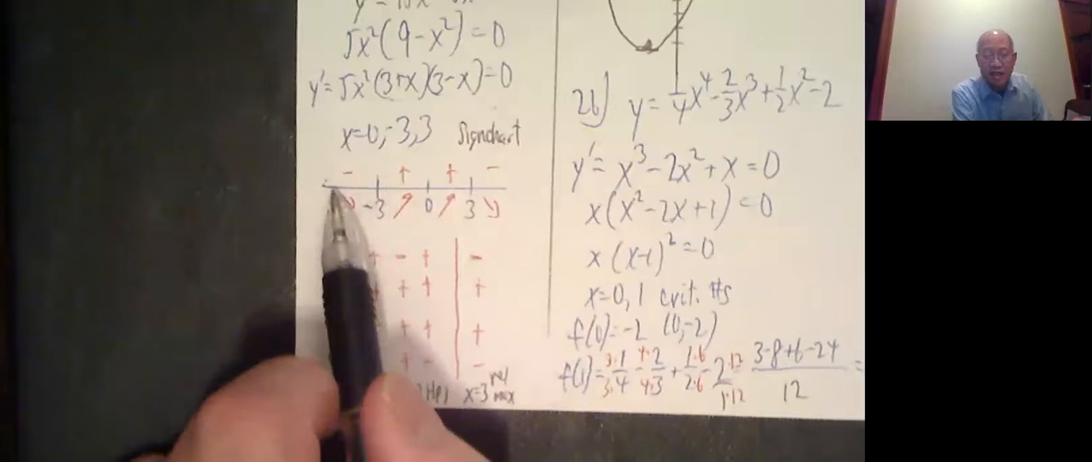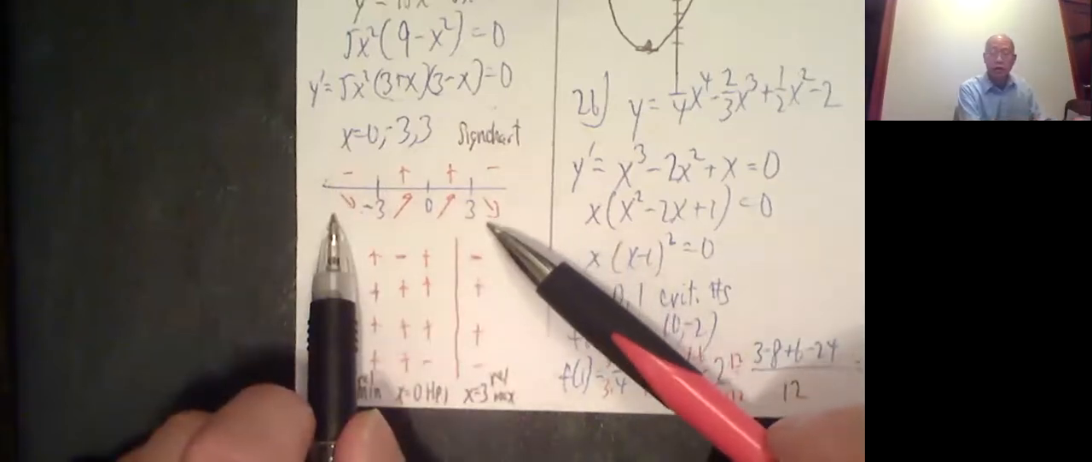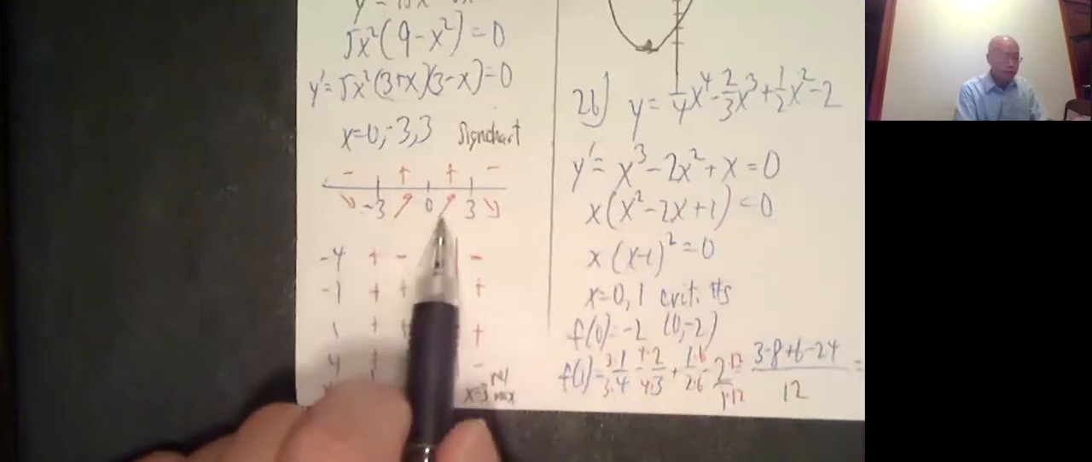Okay, so if the derivative is negative, like these two, the function's decreasing. I'm going down the ride. I'm going down the roller coaster. These two places, the function's increasing. It's going up.